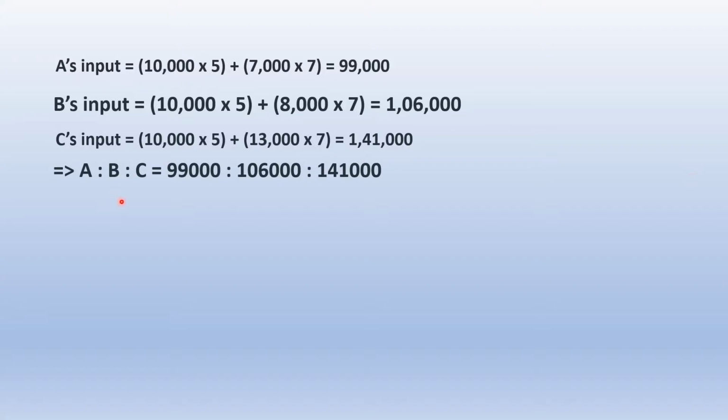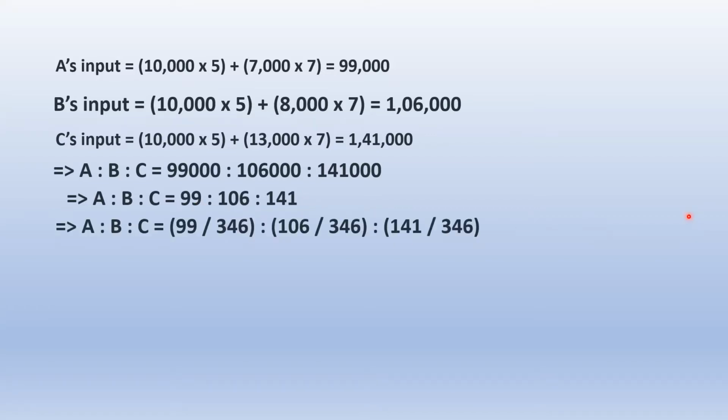Now the ratio is 99,000, 1,06,000 and 1,41,000. If we simplify these, we get 99 as to 106 as to 141. So just add these quantities, 99 plus 106 plus 141, which is equal to 346. Out of 346, 99 parts go to A, 106 parts go to B, and the remaining part 141 goes to C.